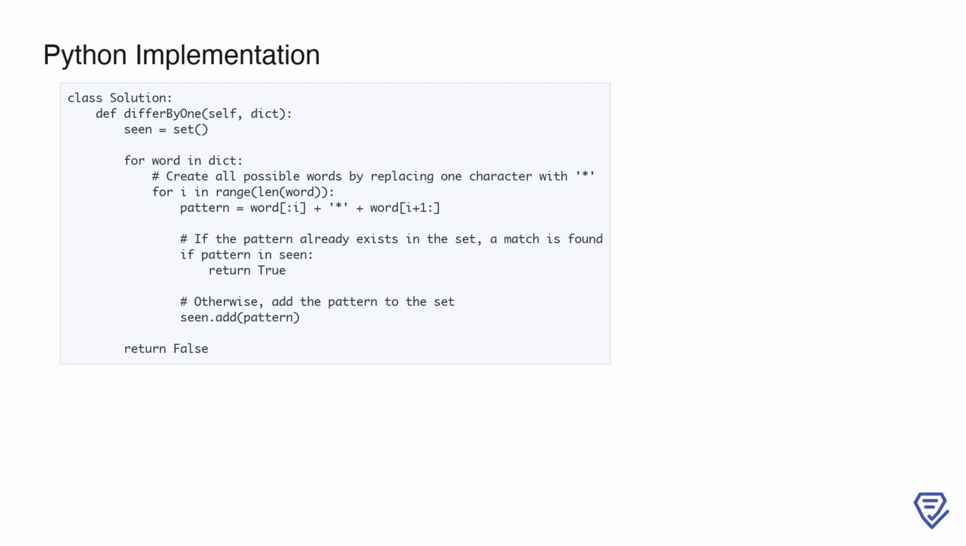If the generated pattern already exists in the set, it means a previous string differs by exactly 1 character in the same position, so we return true. Otherwise, we add the pattern to the set. If no such pair is found after processing all strings, the function returns false. This approach is efficient, eliminating the need for a nested loop comparison, and operates in O(n*m), where n is the number of strings and m is the string length.